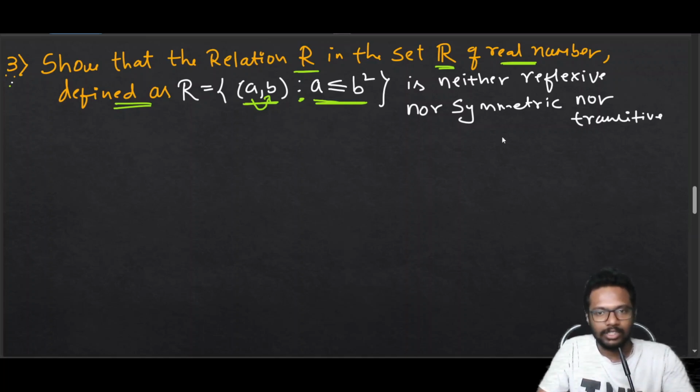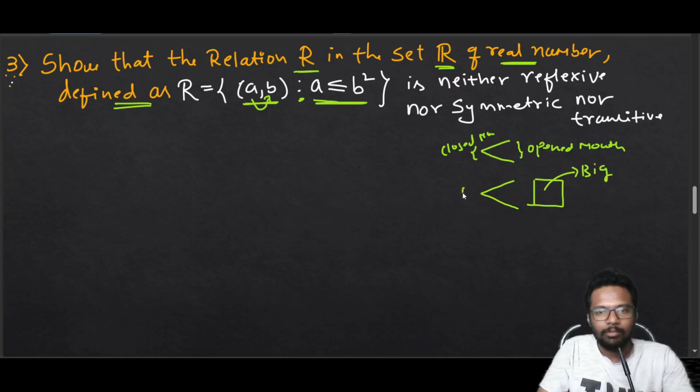I hope you know this symbol's meaning. In the less than or equal to symbol, this part has an open mouth and this part is closed. Just to remember it easily, I am saying this. If the mouth is open, we should write a big number in this place. Here the mouth is closed, so in this place we have to write a small number. I hope you understood this.